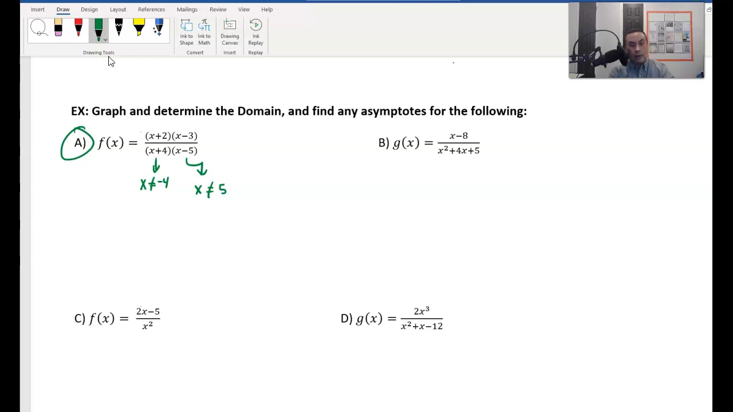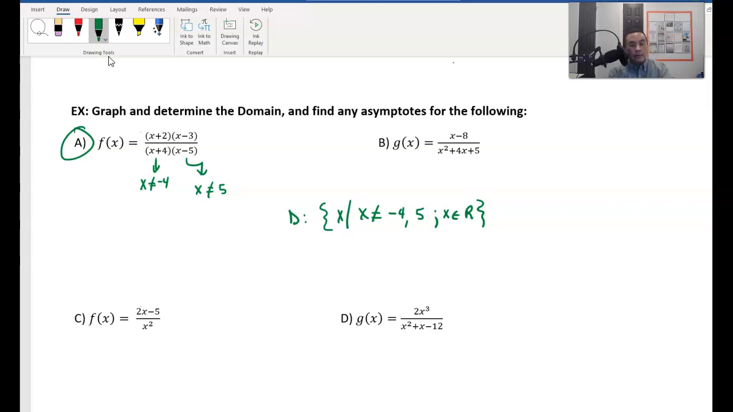Remember, the domain, you can write it in interval notation or set notation. If you write it in set notation, you would say that the domain is the values of x such that x cannot be negative 4 or positive 5. Remember, we were doing x belongs to the set of all real numbers, meaning x can be all the other real numbers except those two. So you can write your domain like that in set builder notation.